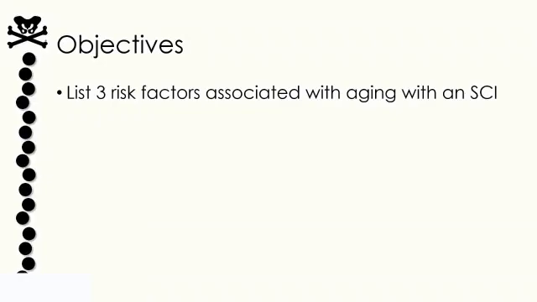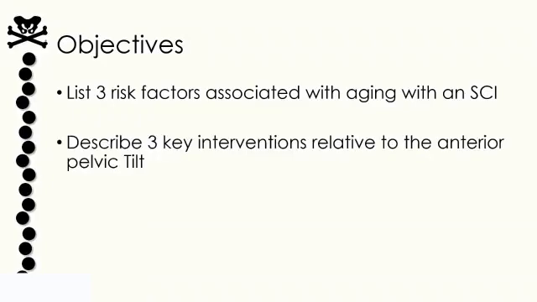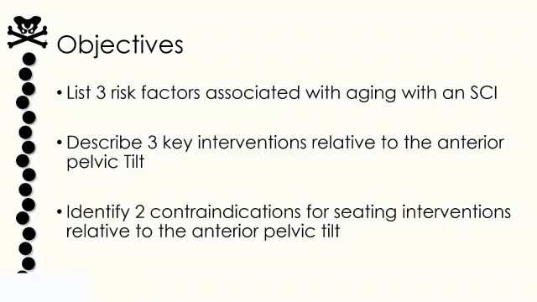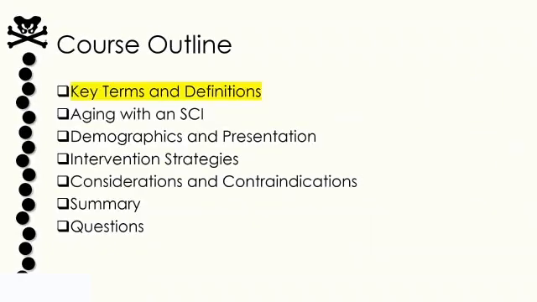The objectives here are to list 3 risk factors relative to aging with a disability, describe 3 key interventions relative to the anterior pelvic tilt, and identify 2 contraindications for interventions related to this diagnosis presentation.